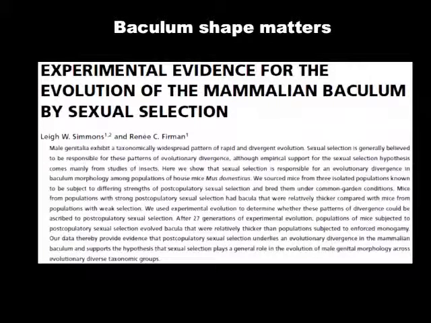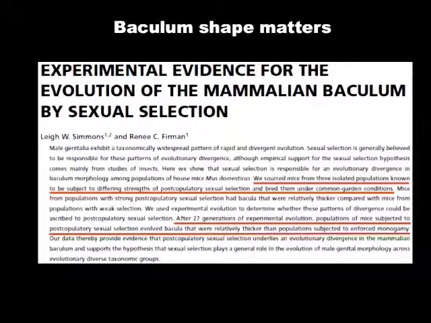Totally different study. Experimental evidence for the evolution of the mammalian baculum by sexual selection. These authors did a couple of different things, one of which included experimental evolution and one of which included natural populations where the level of multiple mating varied. Again, 27 generations of experimental evolution, populations of mice subjected to a lot of multiple mating evolved bacula that were relatively thicker than populations subjected to enforced monogamy. Same exact pattern. So they are talking about the width of the baculum.